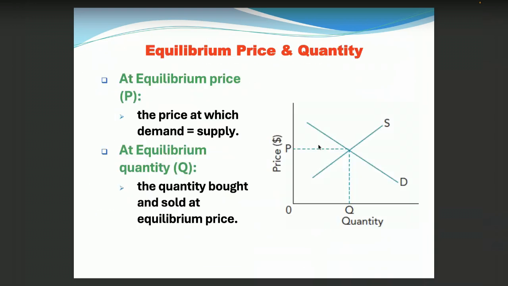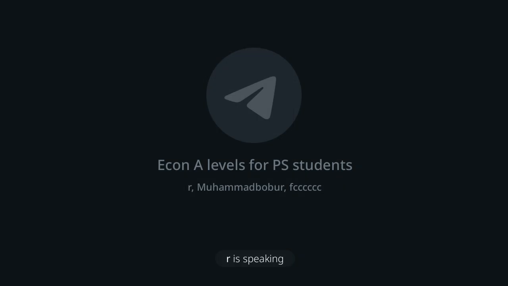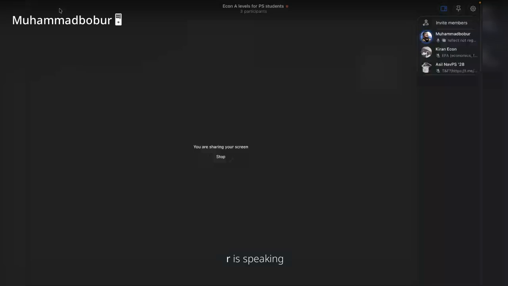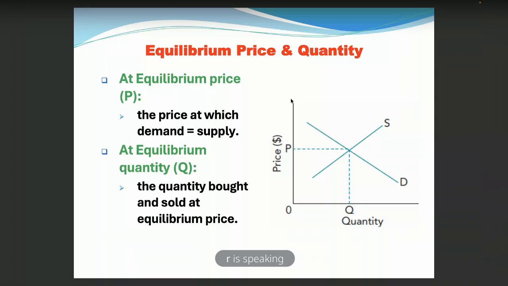Oh, Kiran, you're here. Yeah, sorry, I'm late. So I've read somewhere there are two types of equilibrium based on market scope and scale, which is partial and general equilibrium. So will it be discussed further, or can you explain it now?